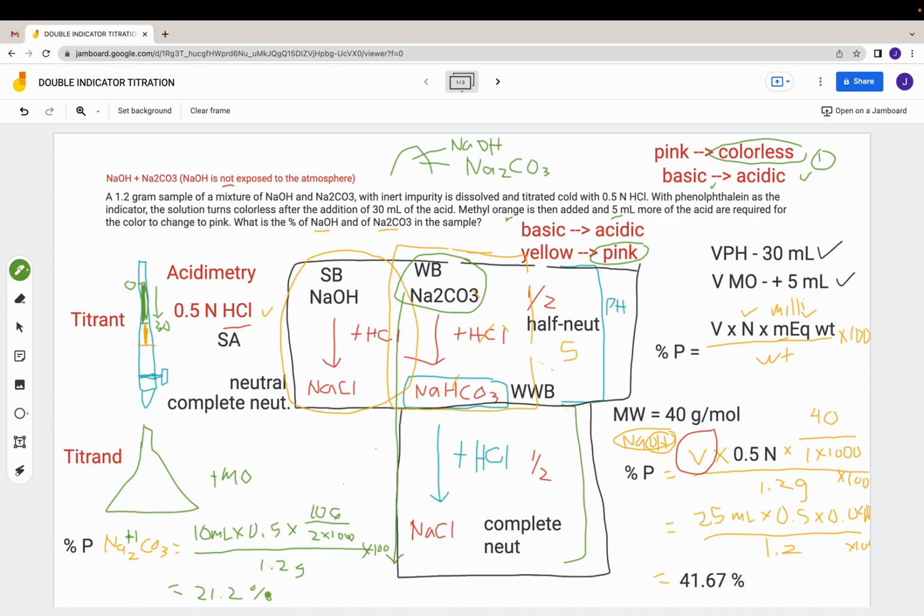Again, 10 times 0.5 times 106. Let me get this one first. I'm not really sure if I did it correctly. Okay, so I'm right. This is 106 divided by 2. I'm just checking in my calculator. Right, 21.2%. So the answer here is therefore this one for sodium carbonate and this one for your sodium hydroxide. That's the first case, not exposed to the atmosphere. So if you want to see the second scenario, just watch the next video.